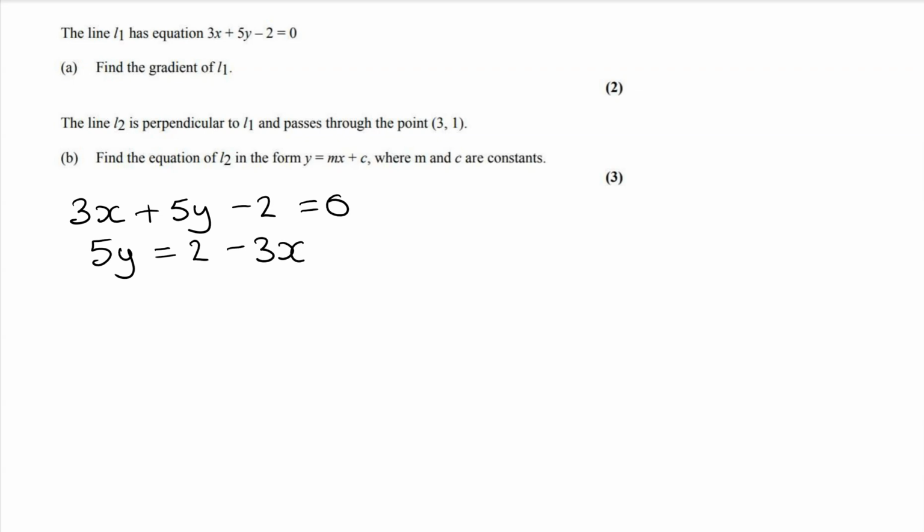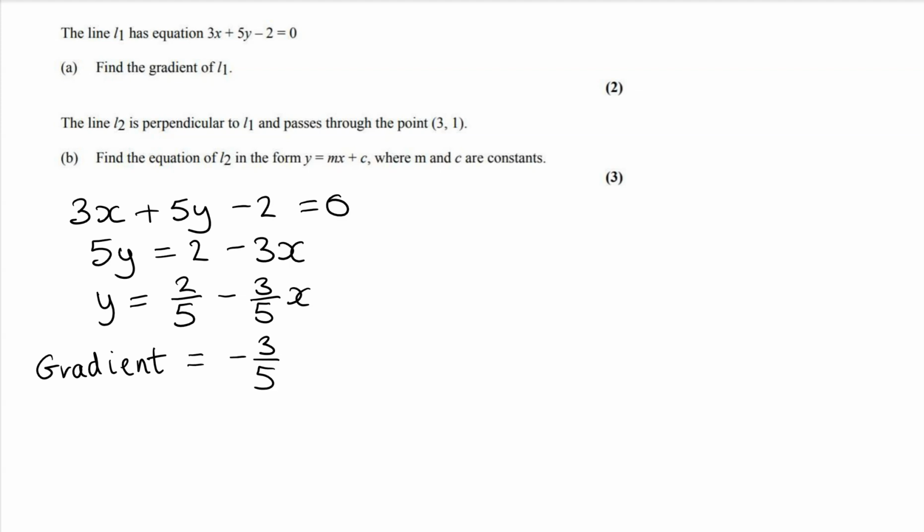So I'm adding 2 to both sides and taking 3x from both sides, and then I'm going to divide both sides by 5. Make sure you divide both terms on the right hand side by the 5. So the gradient is going to be the coefficient of x, the number in front of the x. So the gradient is just going to be minus 3 over 5. Just 2 marks for this question, so that's all we need to do.